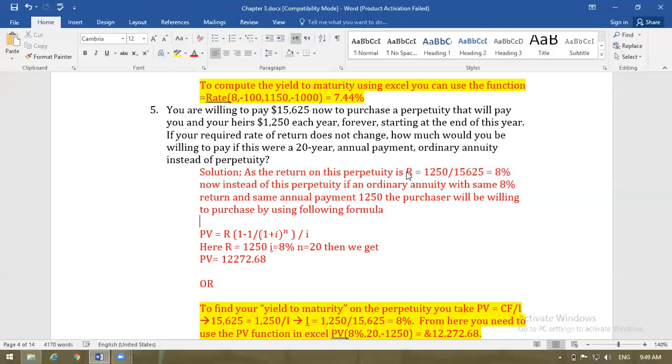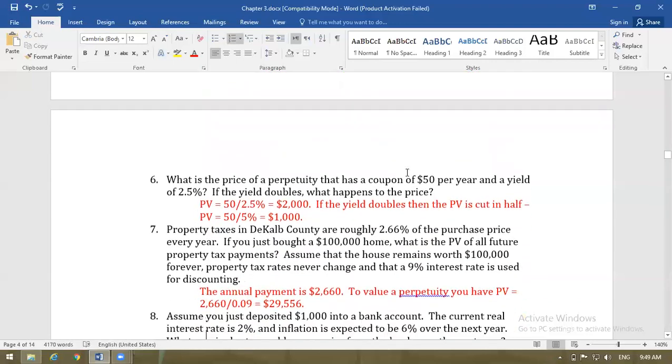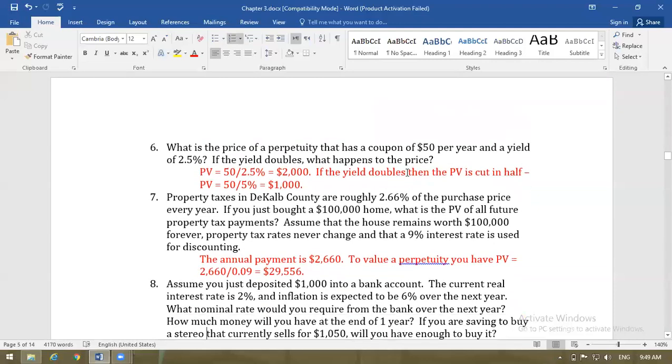Next question. Question 6. What is the price of the perpetuity that has a coupon of 50 per year and a yield of 2.5%? As we know, the price of a perpetuity is equal to the coupon divided by the interest rate, or yield to maturity. So the periodic payment is 50 per year and the market interest rate is 2.5%. So the bond price will be 2,000.